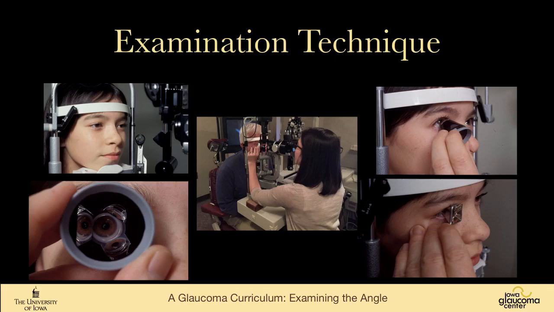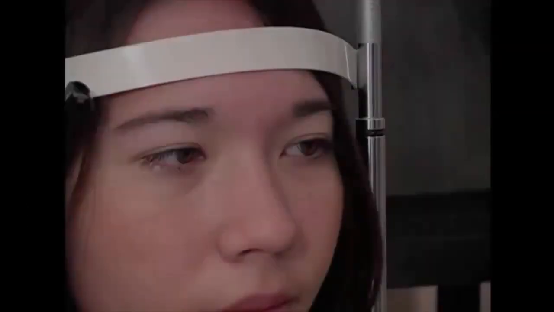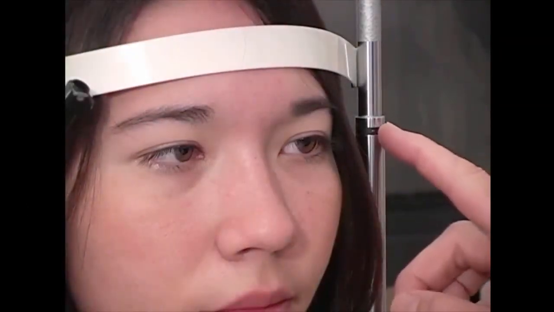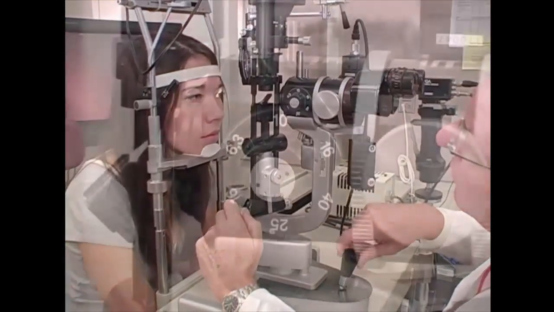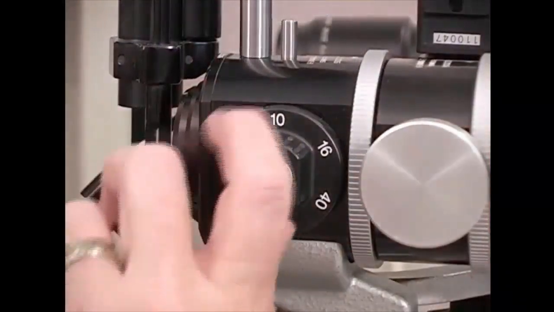So let's talk about examination technique. I'm going to show a series of videos, so these are abbreviated from my gonioscopy webpage. If you want to watch them in greater detail, you certainly can go to gonioscopy.org. So this is the canthal mark on the slit lamp that tells me the patient's lined up and centered so that I have maximum excursion.